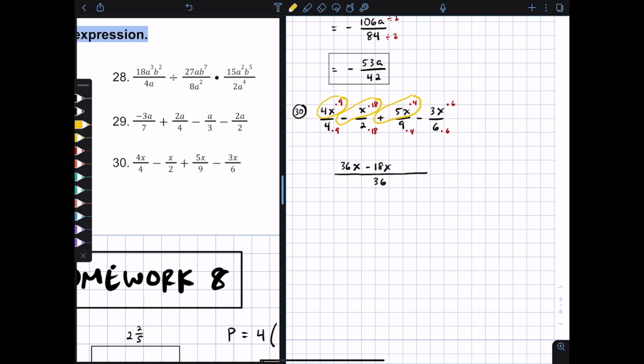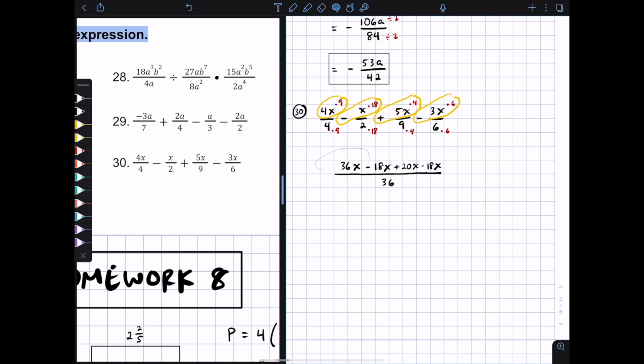Okay, all right. 4 times 5, that's 20, so it's going to be plus 20x. Again, the x is just kind of coming around for the ride. Nothing too special. Don't overthink it. It's just multiplying the pieces together. And this is negative 3 times 6, so minus 18x.